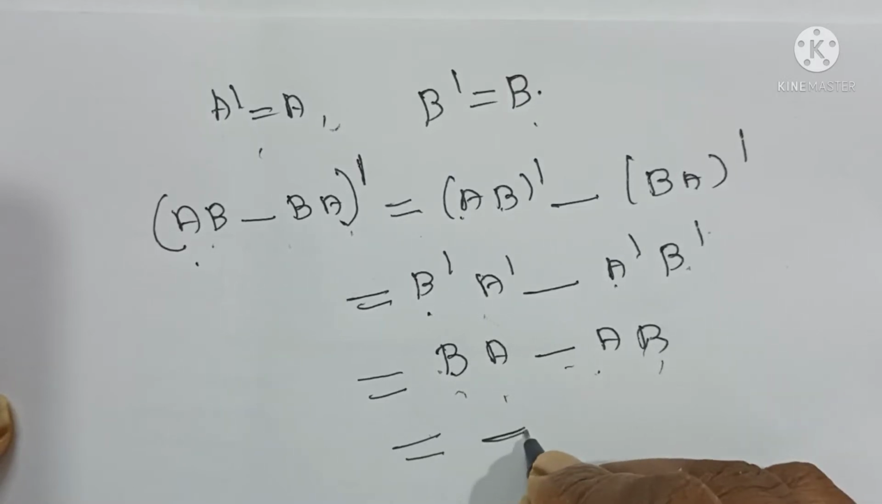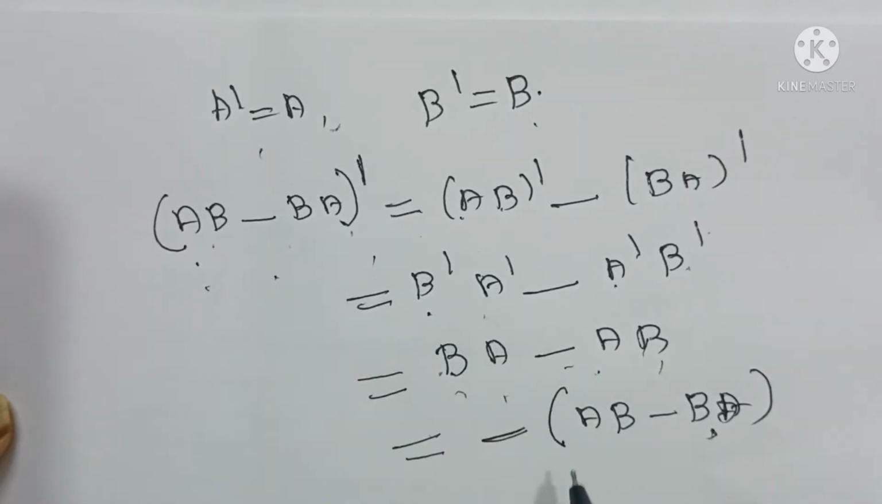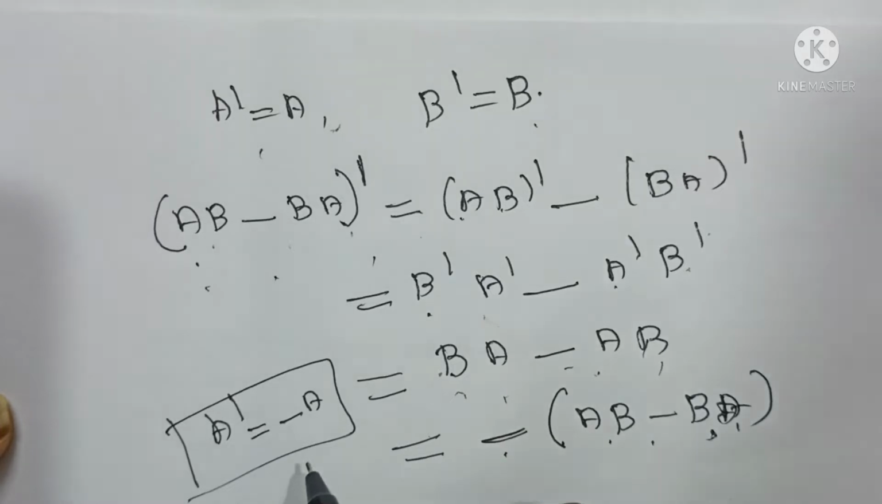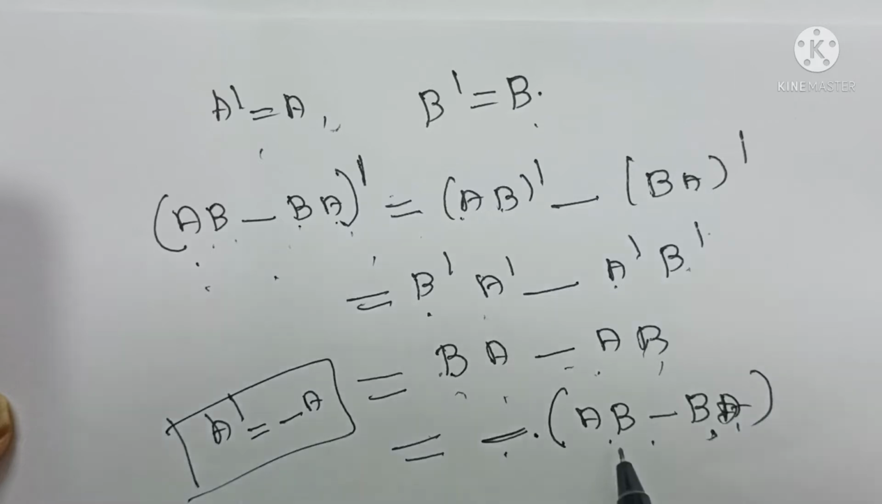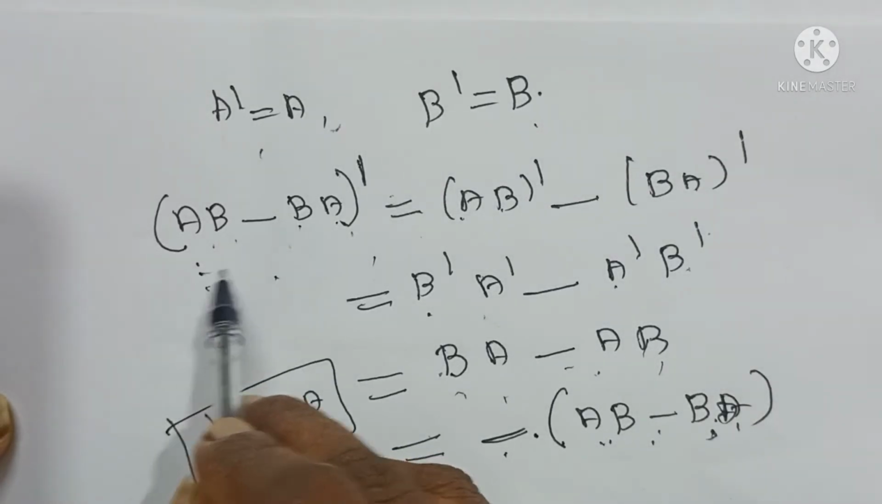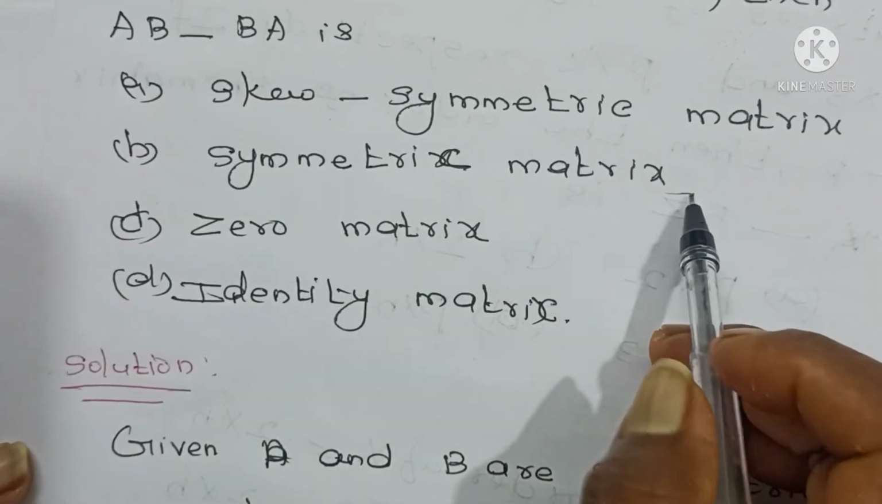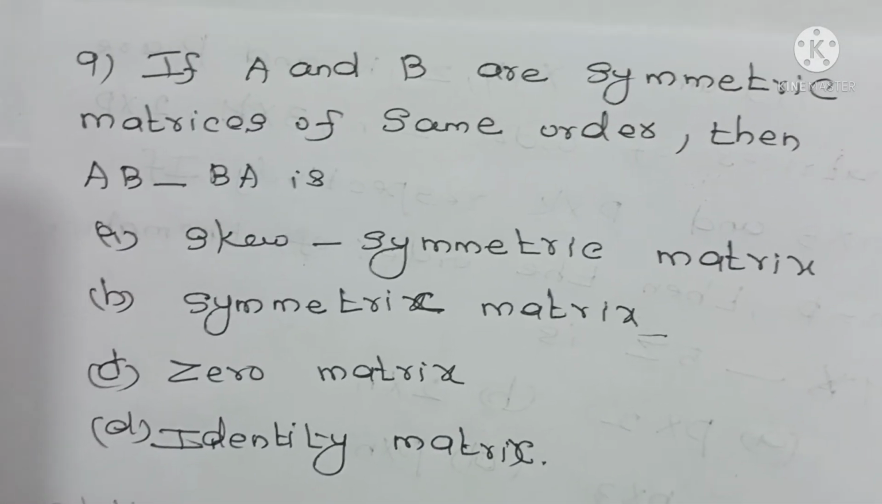If you take minus outside, you can write it as minus of AB minus BA. Why do we write it like this? Here, minus of AB minus BA. So if A dash is equal to minus A, then A is skew symmetric. Here, AB minus BA the whole dash is equal to minus of AB minus BA. So AB minus BA is skew symmetric. So what is the answer? Option A, skew symmetric matrix. I will show this problem and answer. If you want, you can write it.